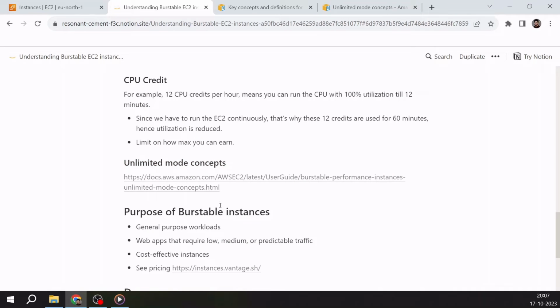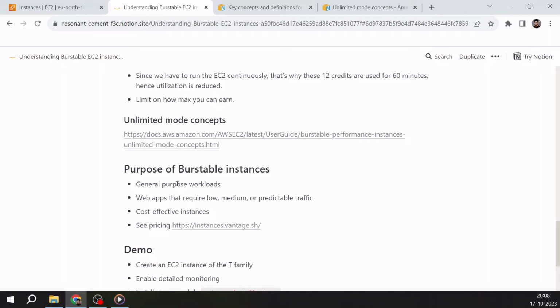Okay, now let's talk about what is the purpose of burstable instances. If we don't get a fixed performance, why do we need to even create them? So there is a reason. Burstable instances are basically created for general purpose workloads. So if you have a website, or software that requires low CPU utilization, or your website has low or medium traffic, and you know that it is predictable traffic, and it will consume that much CPU on an average basis, in that case you can use these burstable instances because they are very cost effective.